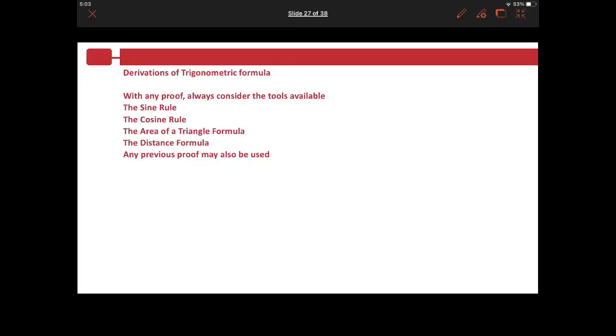Hi guys, today we're looking at the derivation of trigonometric formulas. With any proof, always consider the tools that you have available. So you know the sine rule, the cosine rule, the area of a triangle formula, the distance formula, and any previous proof that you have already used.